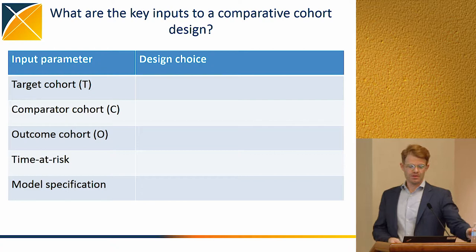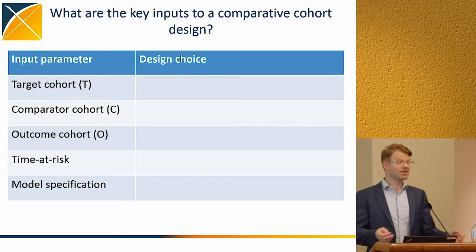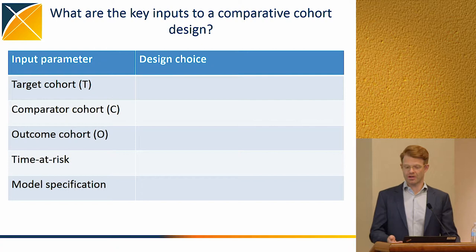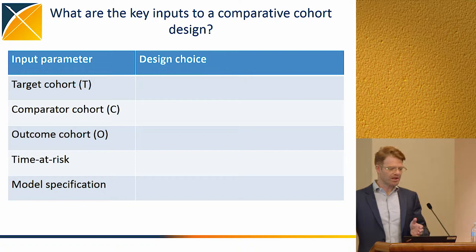So when you're designing one of these studies, you think about your target cohort, your comparative cohort, and your outcome cohort, independently of the target and comparator cohort, which is unique and turns out to be really useful. And then a time at risk, the time during which somebody that has entered the target and comparator cohort, you want to look for outcome occurrences, and then your model specification, your outcome model.